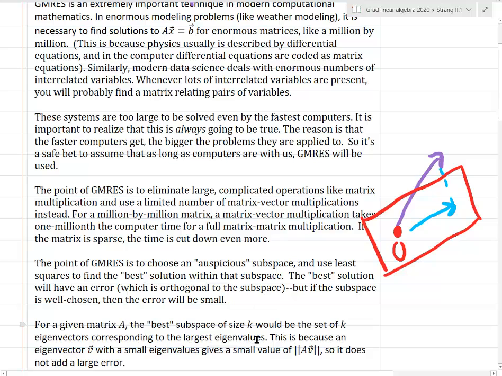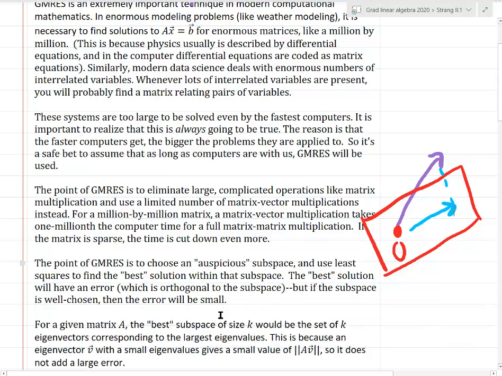Okay, so this is because an eigenvector v with small eigenvalues gives a small value of Av, so it does not add a large error, right? If I have an eigenvalue of 0.001, and I take A times that eigenvector, then the size of that vector shrinks by 0.001. So adding multiples of that eigenvector to my solution is not going to change the answer very much. Okay, so we don't expect that to play a big role.